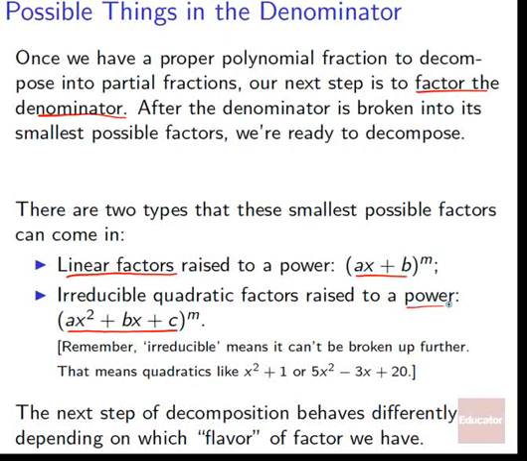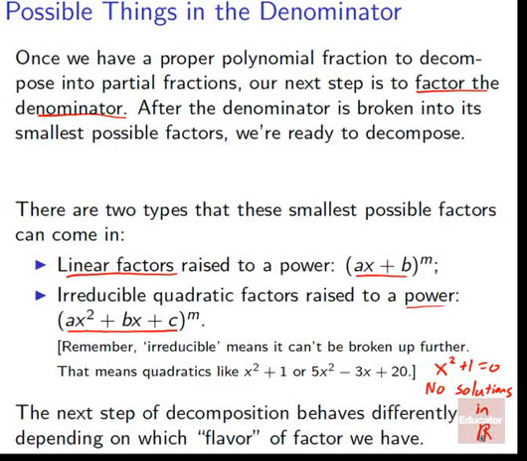That means quadratics like x squared plus 1 or 5x squared minus 3x plus 20, because they have no roots, right? X squared plus 1 has no roots. X squared plus 1 equals 0 has no solutions, right? No solutions in the reals, at least. If we allow for the complex, there are, but we're not working with the complex. So since there are no solutions in the reals, it can't be factored any further. X squared plus 1 is irreducible, therefore.